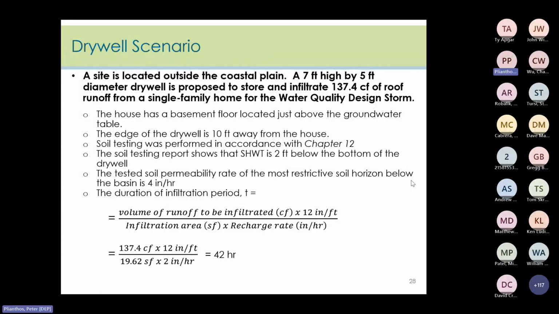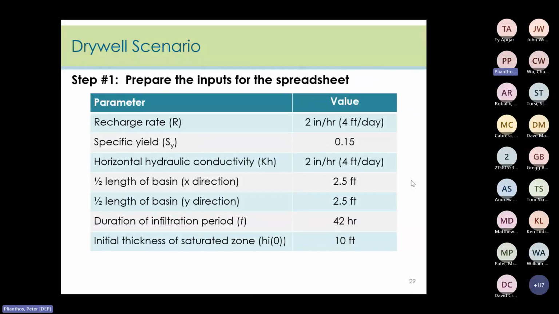And the drywall is circular, so we calculate its area to be 19.6 square feet and input it into the equation to calculate the duration of infiltration period to be 42 hours. Using the same type of chart, here are the values for our input parameters. 1/2 of the slowest tested saturated soil hydraulic conductivity rate is used for the recharge rate in the spreadsheet.